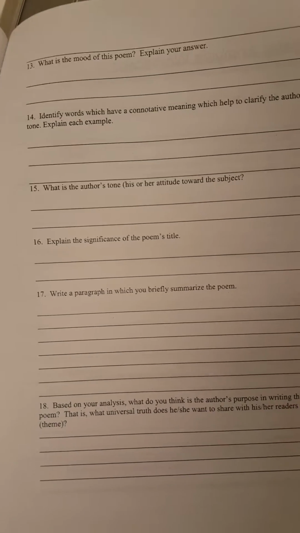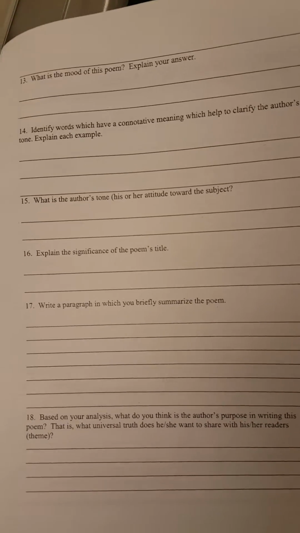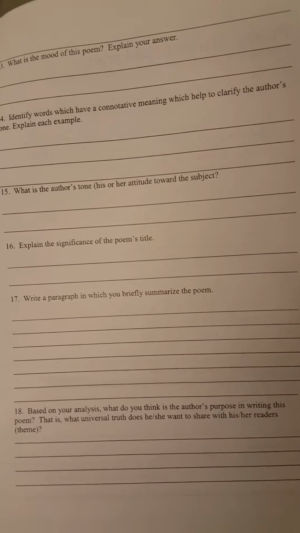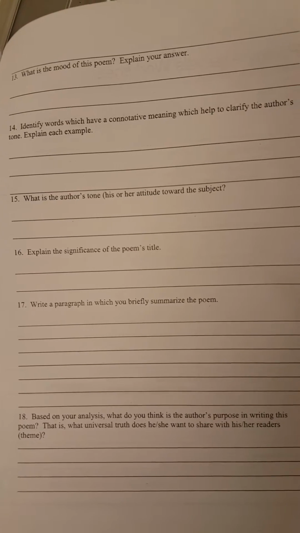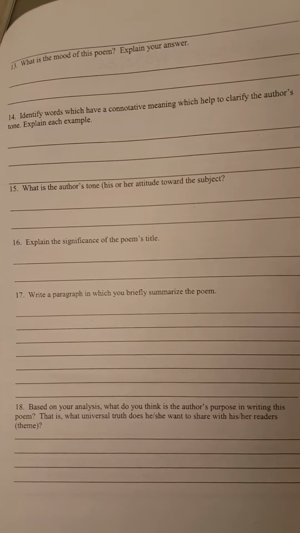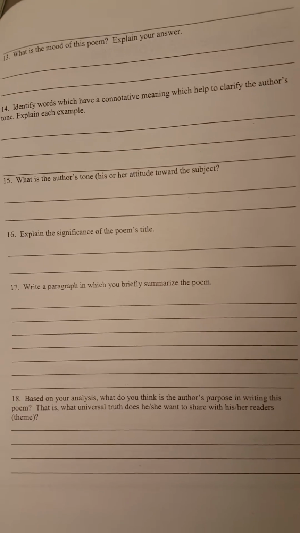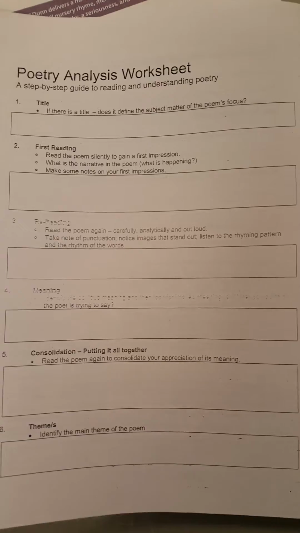The mood of the poem, connotative meaning, explain that, the author's tone, what did they have, the attitude toward the subject, explain the significance of the poem's title, and write a paragraph in which you briefly summarize the poem. Okay, so it's fairly simple to answer any of those questions for that particular poem. Let's take a look at the next one.